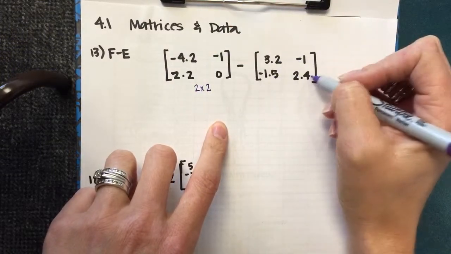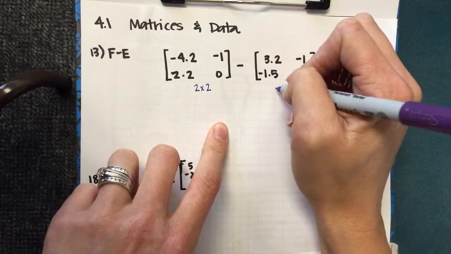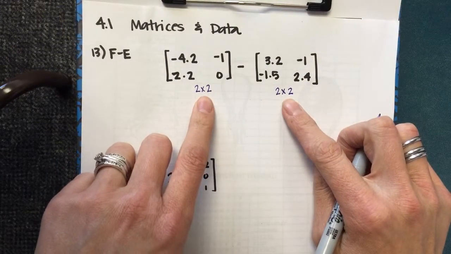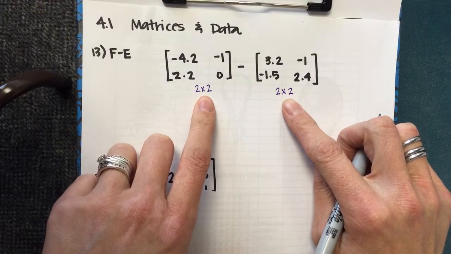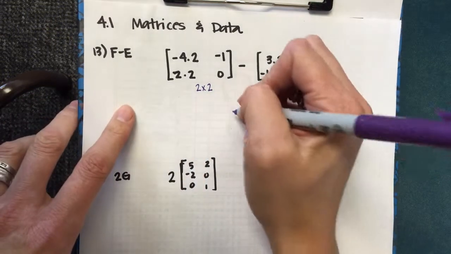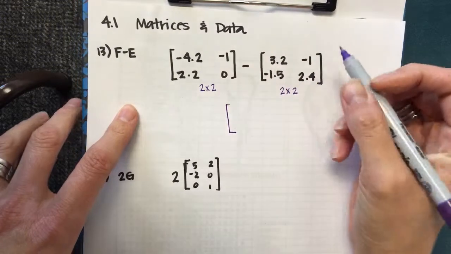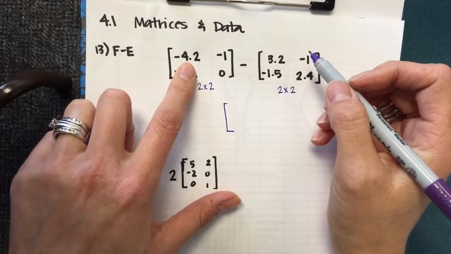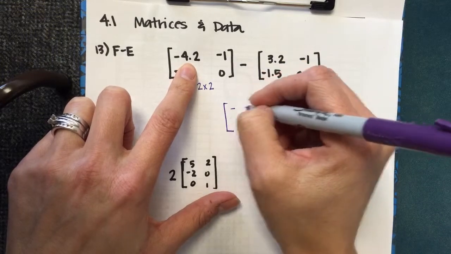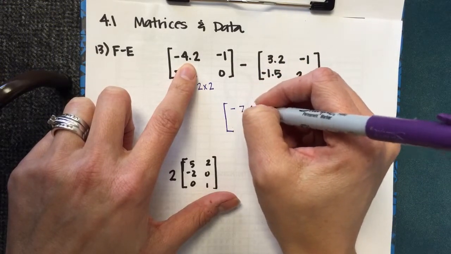This has 2 rows, 2 columns. It is also a 2 by 2. So if they are the same size, then you can subtract. The answer is going to be the same size as the 2 that you were adding or subtracting. And you just go spot by spot. So negative 4.2 minus 3.2 is negative 7.4.